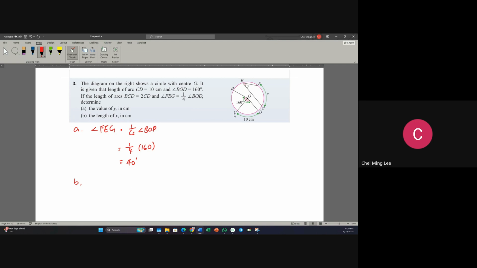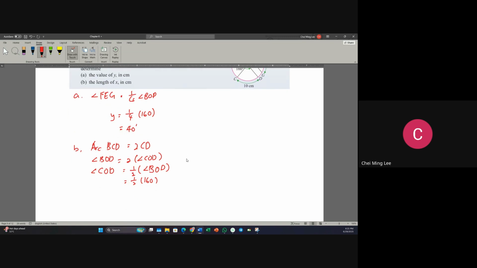All right, then for B, he wants you to get the value of what? Y or X. It's actually X. Oh, sorry. FEG is actually Y. So now he wants you to get the length of X here. Given that arc BCD is equal to 2CD, from here the angle of BOD will be equal to 2 times the angle of COD. So angle of COD will be equal to 1/2 times angle of BOD, 1/2 of 160 degrees, which is equal to 80 degrees.